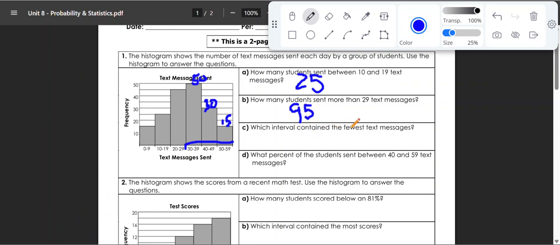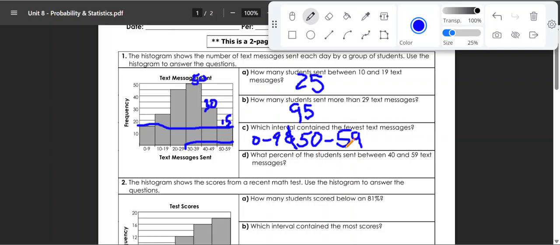Which interval contained the fewest? Well, the fewest, we have two. We have these two here. This one, 50 to 59, and 0 to 9. They're on the same line. They both have 15 people in it, right? So we actually have two. We have 0 to 9, and we have 50 to 59. That's a bad symbol for an and, but that's an and symbol. 0 to 9 and 50 to 59, okay?